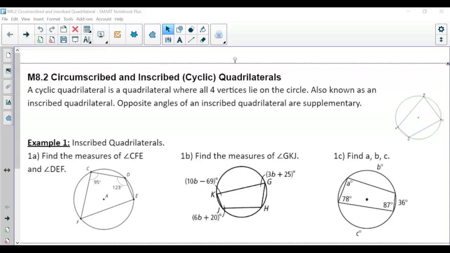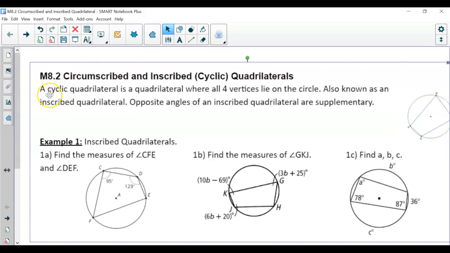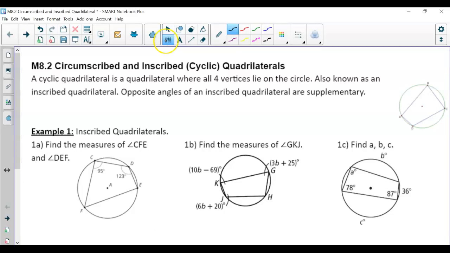In this lesson, we are talking about inscribed, or what we can call cyclic, quadrilaterals, and circumscribed angles. A quadrilateral that is cyclic or inscribed is when the four vertices of the quadrilateral, so the four corners, lie on a circle. So if you have this type of quadrilateral, like in this picture, then the opposite angles are supplementary. They add up to 180 degrees.